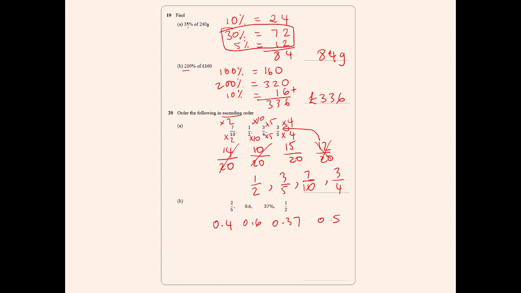So we can see the smallest one is 0.37, which is 37%. Again, write down the original form. Then it's 2/5, which is 0.4. Then it's 0.5, which is half. Now 0.4 is 2/5. So like I said, it's very easy to make a mistake on these. Make sure you write in the original form. We've done this, and the final one is 0.6, which is already in decimal, so we write down 0.6. So it's been ordered in ascending order.